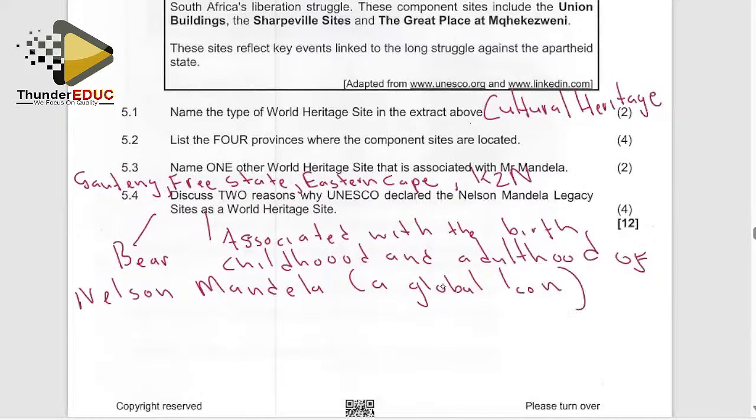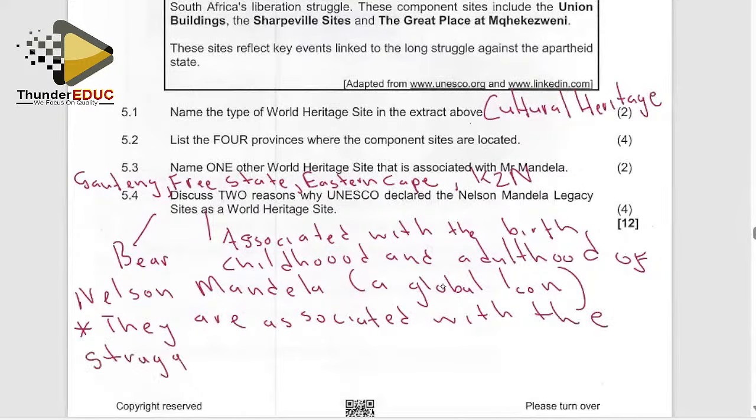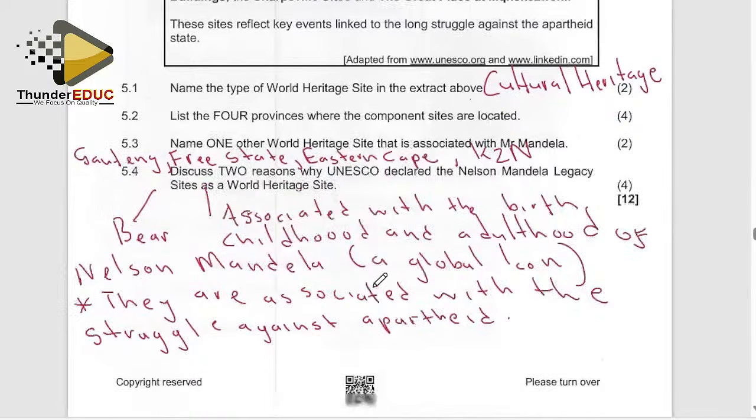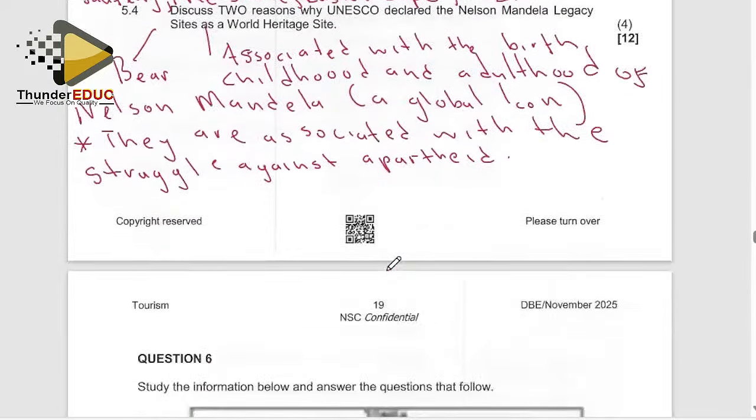Then in addition to that, they are associated with the struggle against apartheid. All these sites are associated with the struggle against apartheid. No wonder they are recognized by UNESCO as a World Heritage Site.